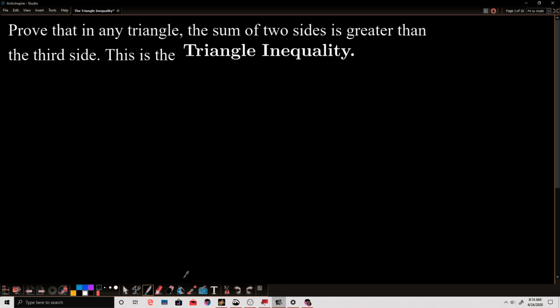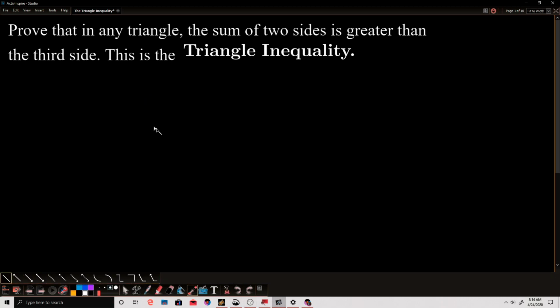Prove that in any triangle, the sum of the two sides is greater than the third side. This idea is called triangle inequality. So, let's start with the case of an acute triangle. So, let's draw our triangle.